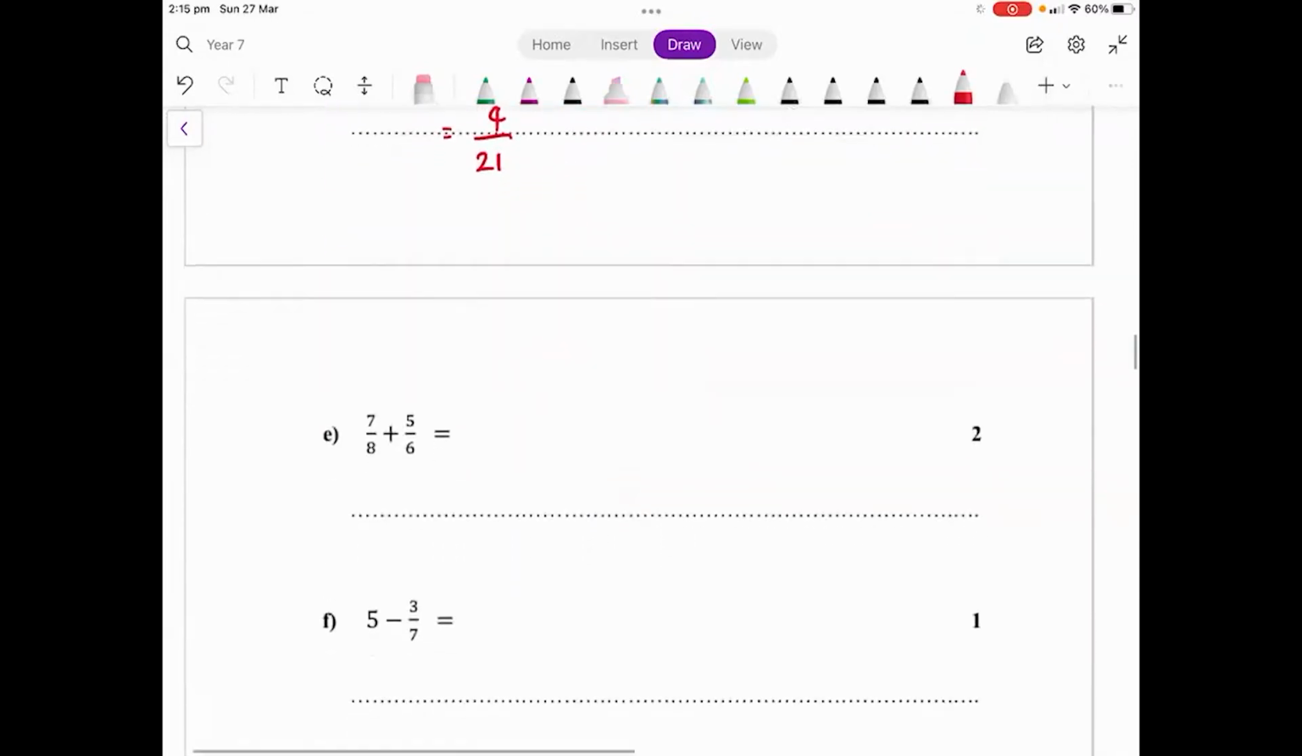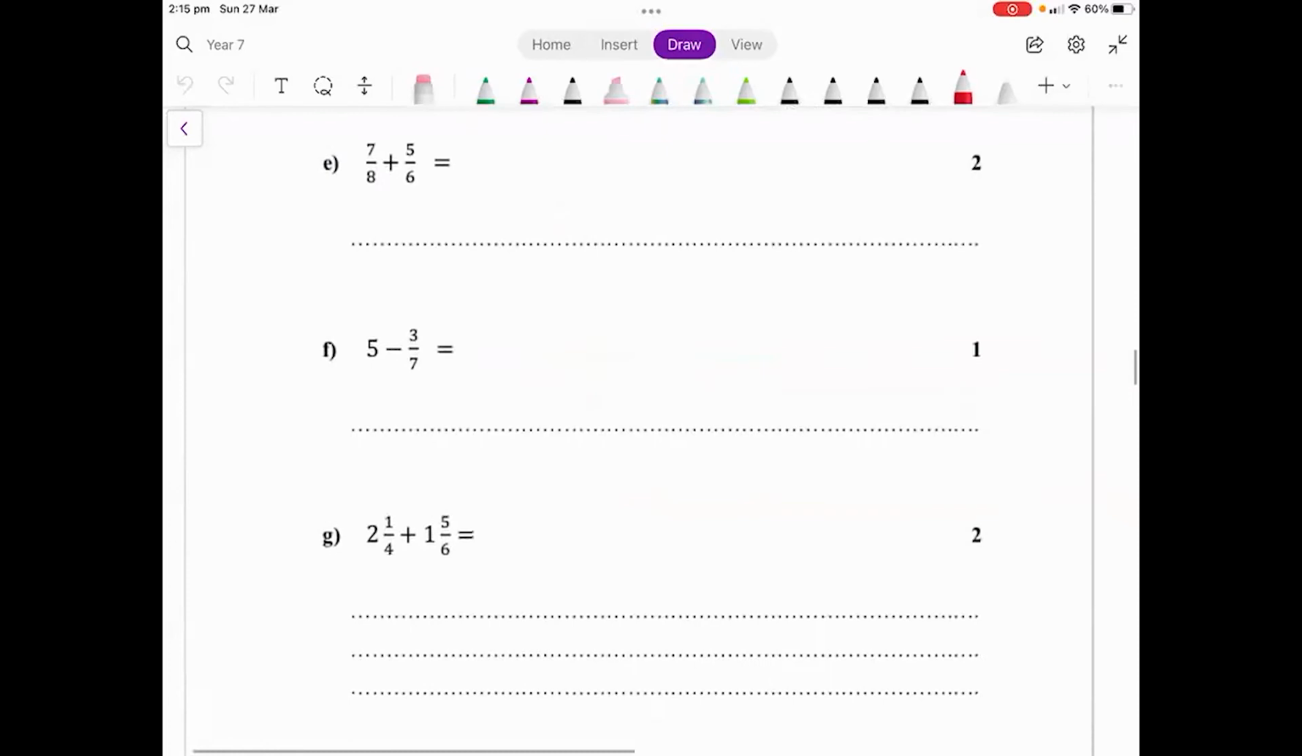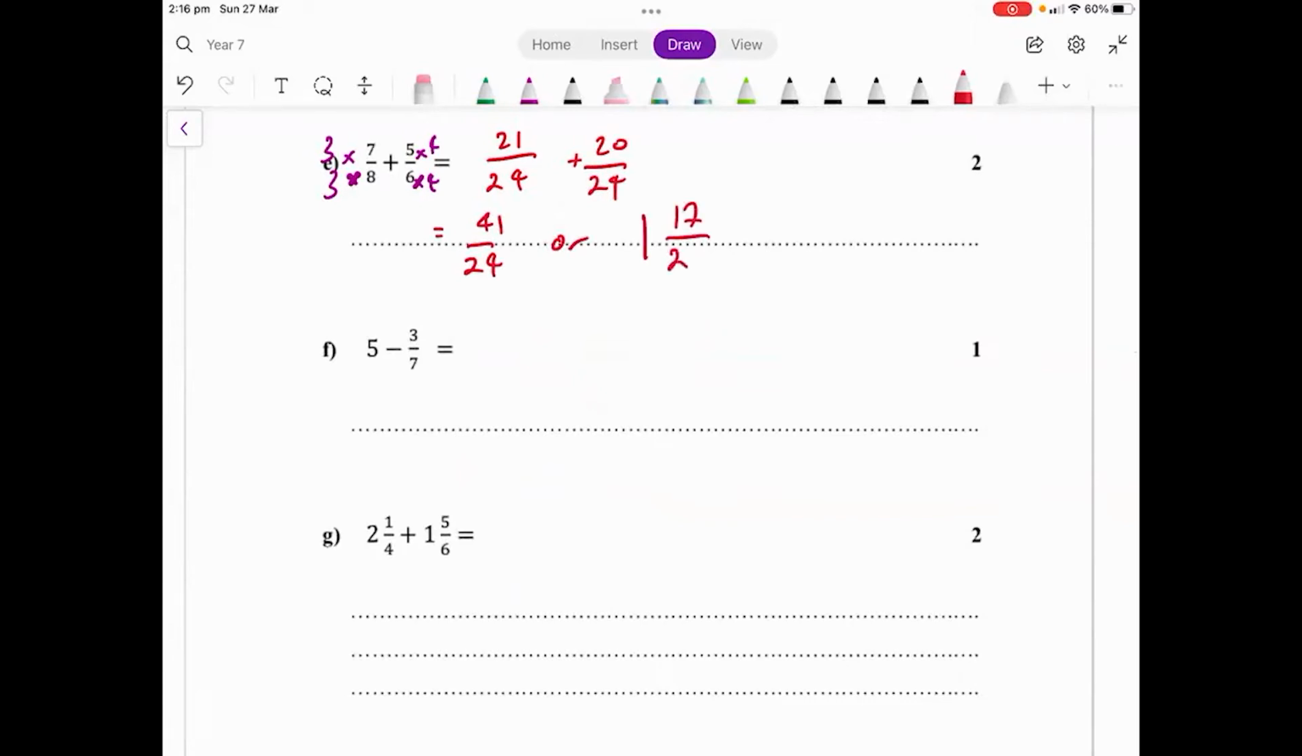Question E, we need to make the denominators the same. This time I'm going to use 24. So I'm going to do 7 over 8, both of them times 3. And 5 over 6, both of them will be multiplied by 4. That gives me 21 over 24 plus 20 over 24, which is 41 over 24, or 1 and 17 over 24.